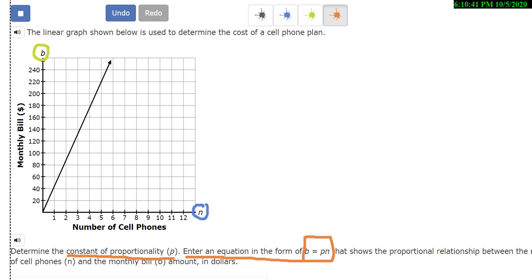Remember before we'd have Y equals KX, where K is the constant of proportionality. Now they want you to write it using these variables, B instead of the Y, because B is bill, and N instead of X, because N is the number of cell phones. So we just have to figure out the constant of proportionality, which is Y over X, and put it in there. Now let's find an intersection.